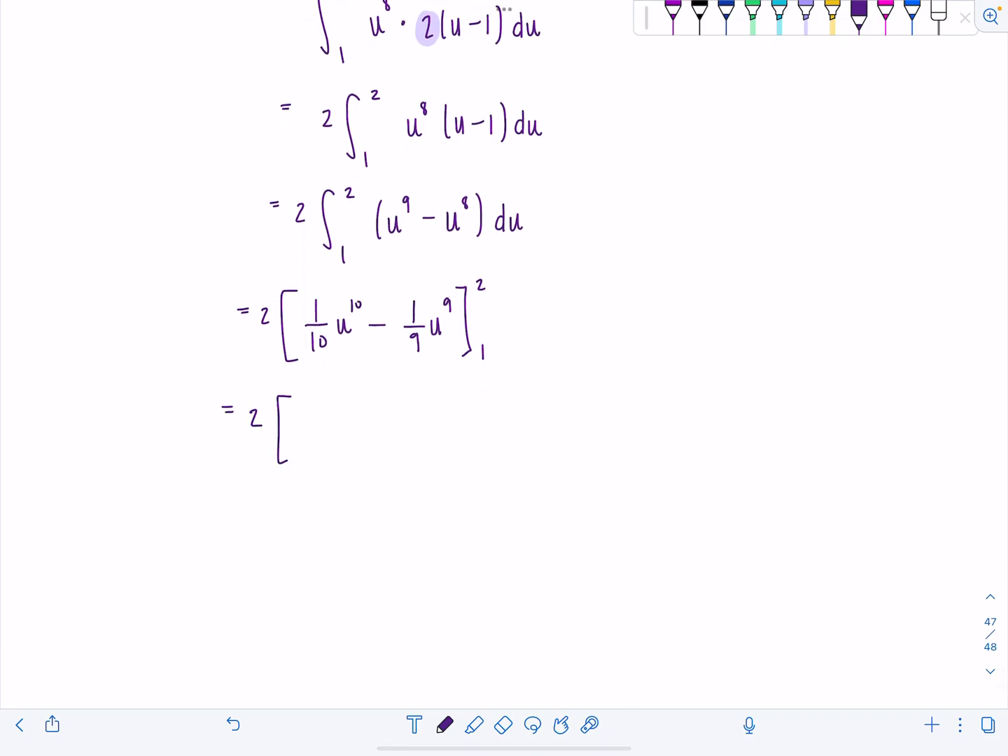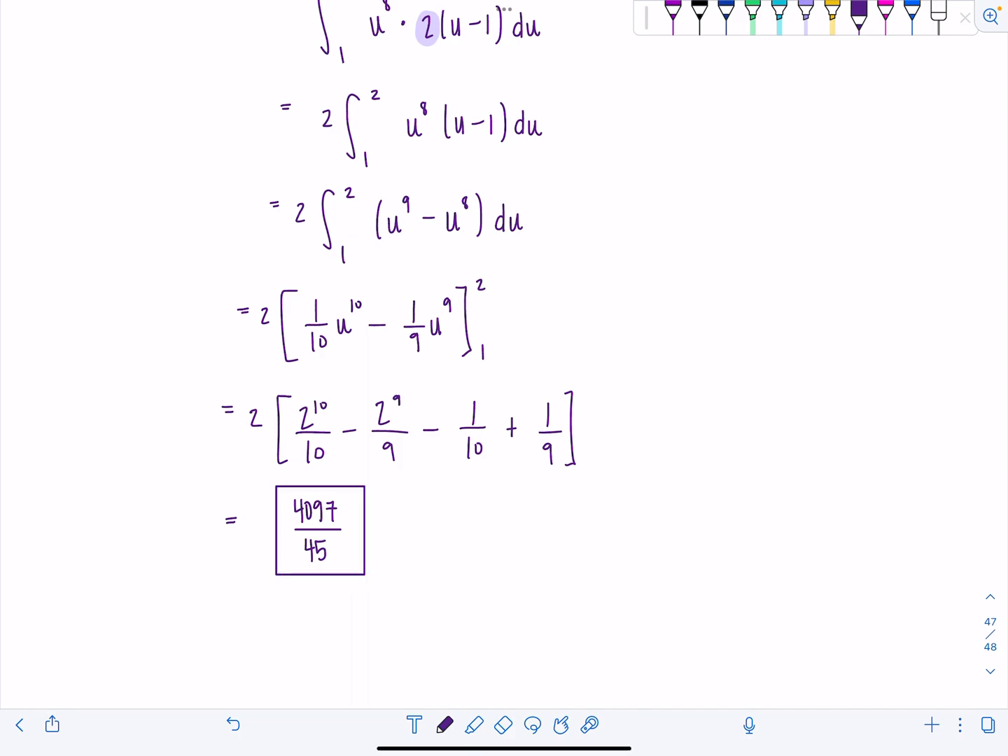So we've got 2 times, let's see, 2 to the 10th over 10 minus 2 to the 9th over 9, minus the lower limit 1/10 plus, I'm distributing that extra negative, 1/9. I did that step in my head. Hopefully you're all right. And then I will leave it as an exercise to you. This is just going to be 4,097 over 45. Hopefully you don't struggle too much with fractions. And that concludes the integral of the day. How did you enjoy?